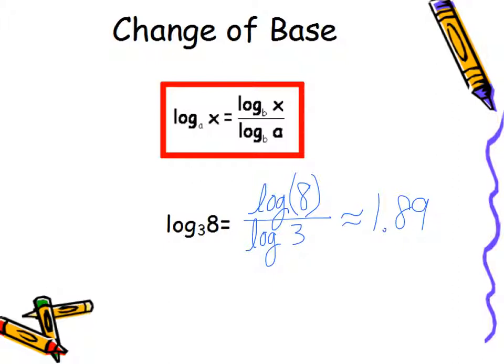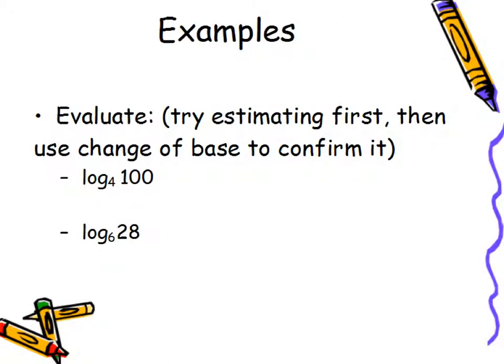Okay, let's try a couple more. We could try to estimate it. I think it is smart to have some idea of what you're looking at. So log base 4 of 100: if I said it was 2, that would be 16, and that's too small. 4 to the 3rd power is 64, so that's still not big enough. 4 to the 4th power is 256. So 100 is below that, and I should be getting something between a 3 and a 4.